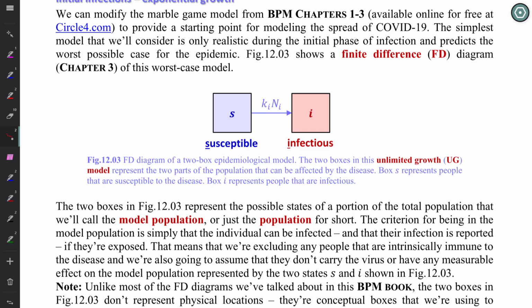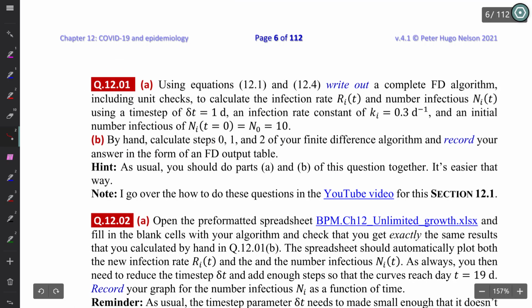The arrow is labeled with an expression. Ki is the infection rate constant, and Ni is the number of people in the infectious box. In question 1, we go over how to write an algorithm, and there's a separate YouTube video about how to do that if students have trouble.